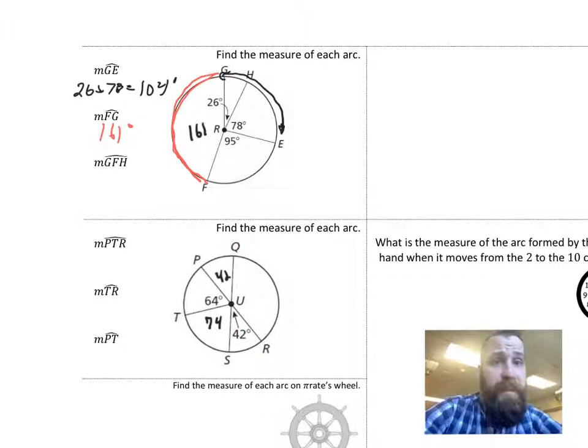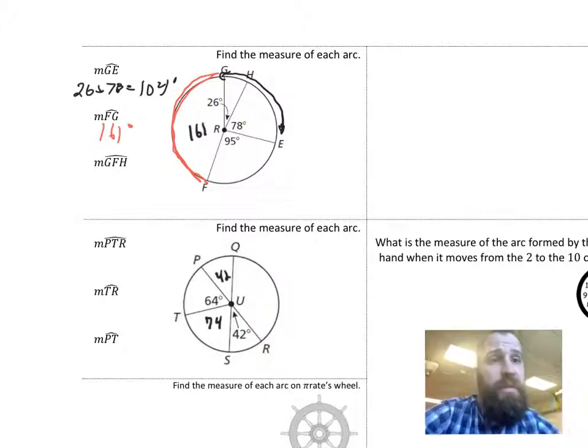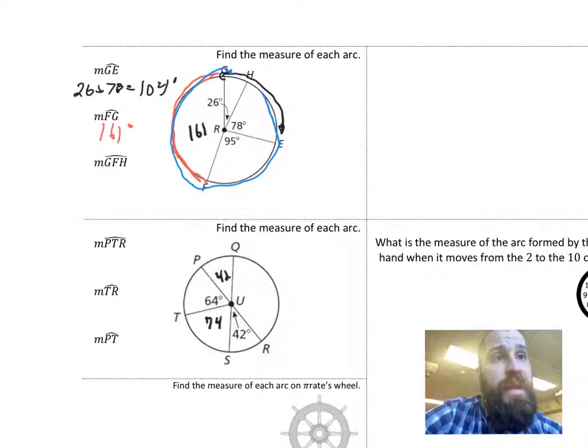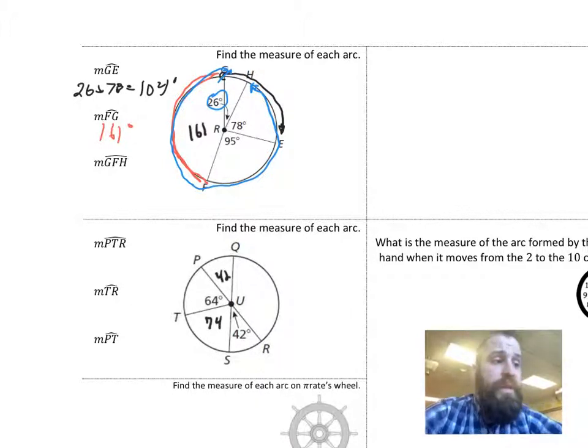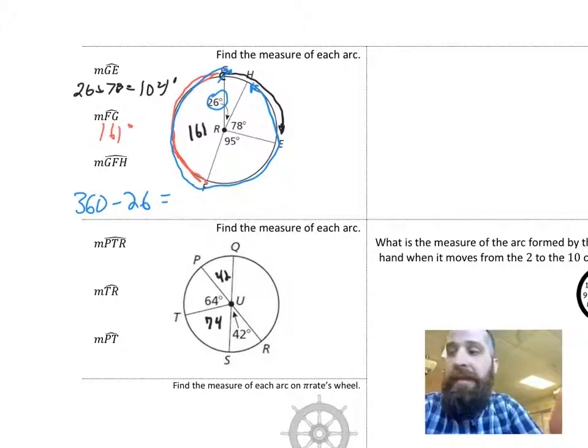Our next one is a major arc, GFH. When we're doing major arcs, we want to make sure that we include all our letters here. I'm going to use blue this time, starting at G, going all the way through F, and then all the way up to H. Looks like it's almost the entire circle, except this little slice right here that's 26. So we can just do 360, because the entire circle is 360, minus the 26. That's going to give us 334 degrees.